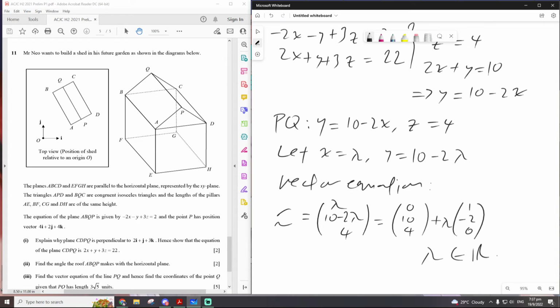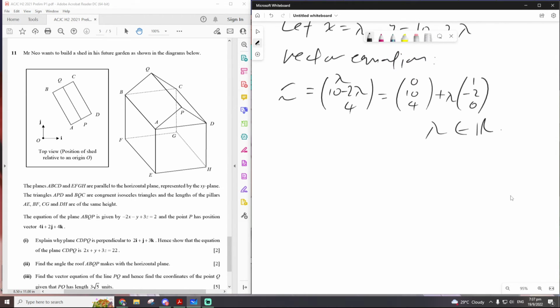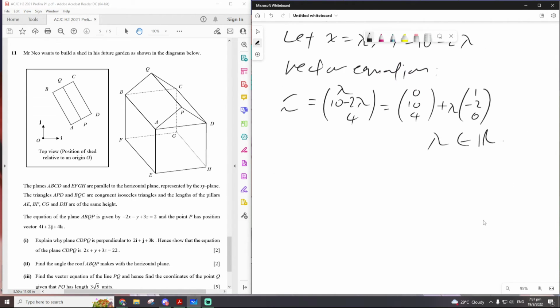Yeah. And of course this is non-unique, so you can find this in any other way. There's going to be a lot of possible ways to get this thing. Okay. We're given that PQ is 3 root 5. We know P is (4, 2, 4), right?